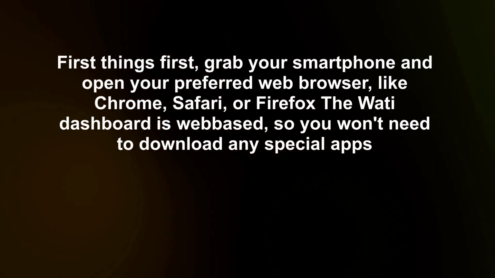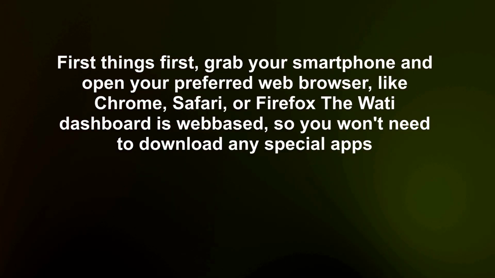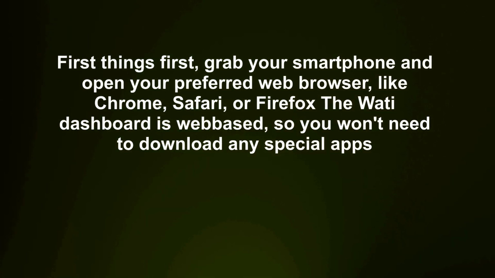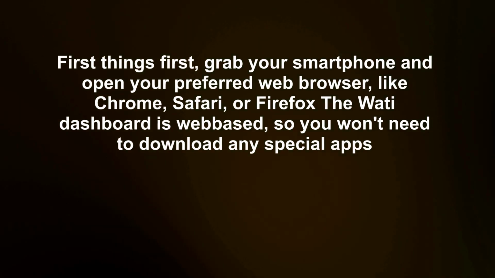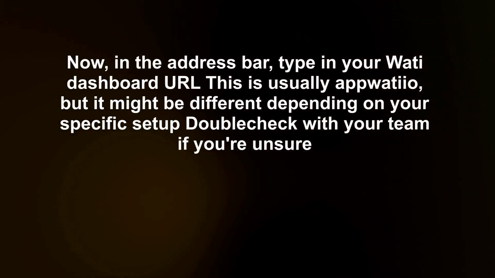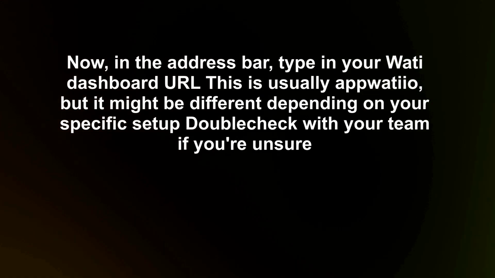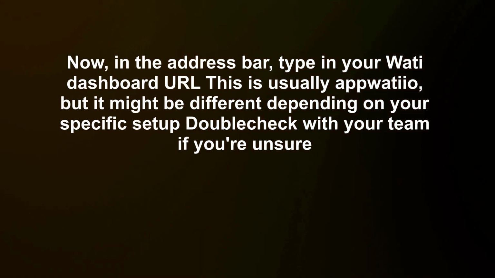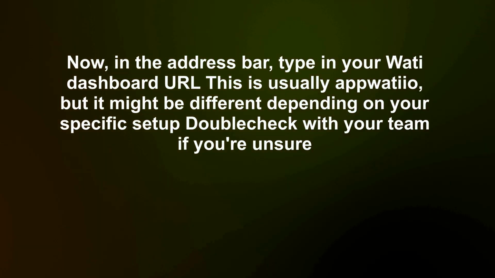First things first, grab your smartphone and open your preferred web browser, like Chrome, Safari, or Firefox. The Wati dashboard is web-based, so you won't need to download any special apps. Now, in the address bar, type in your Wati dashboard URL. This is usually a Wati.io, but it might be different depending on your specific setup. Double check with your team if you're unsure.